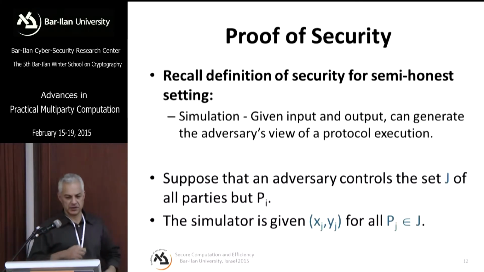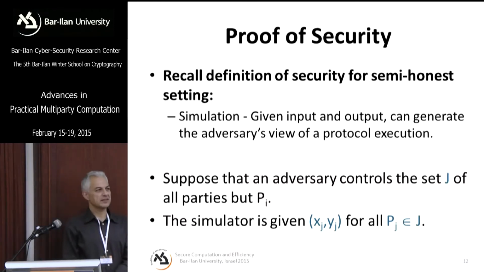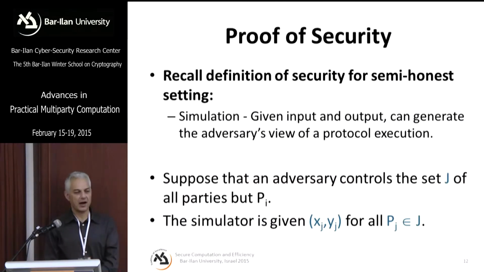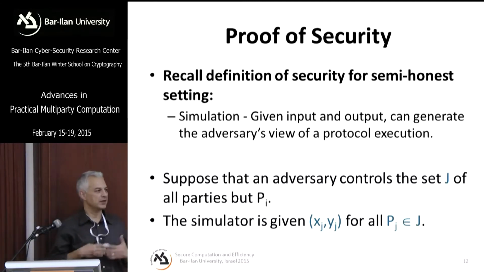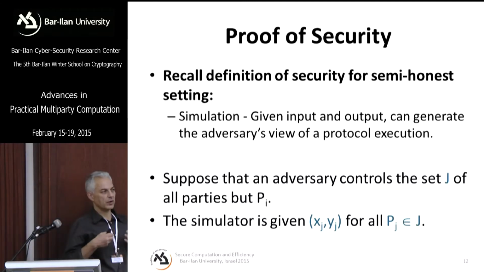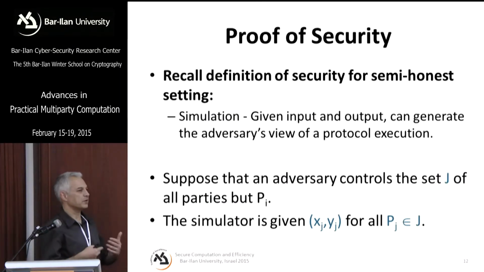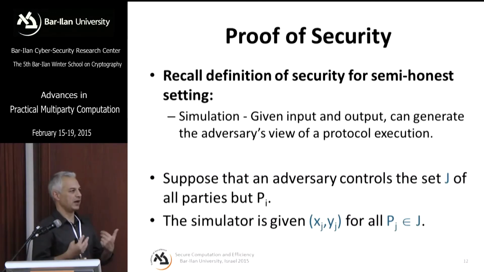Now, what about security? We want to prove security against semi-honest adversaries. And the definition Yehuda mentioned earlier says that to prove security, we should show that given the input and output, we can generate the adversary's view in the protocol execution. Basically, the adversary doesn't learn anything in the execution that he couldn't learn from just seeing his input and output. So here we should show how we can simulate everything he sees in the protocol just from his input and output.